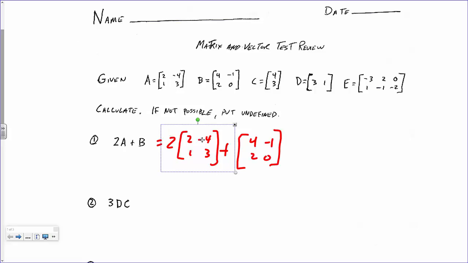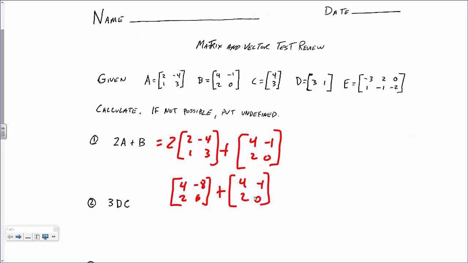Alright, so if I distribute this 2 in here, I get 2 times 2, which gives me the matrix 4. 2 times negative 4, which is negative 8. 2 times 1, which is 2. 2 times 3, which is 6. And then we're going to add this matrix here: 4, negative 1, 2, 0.